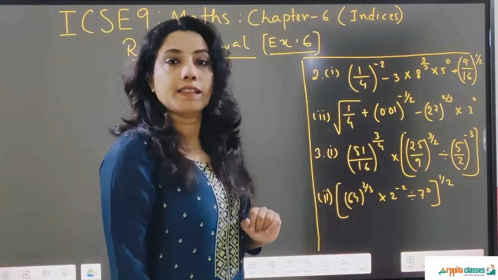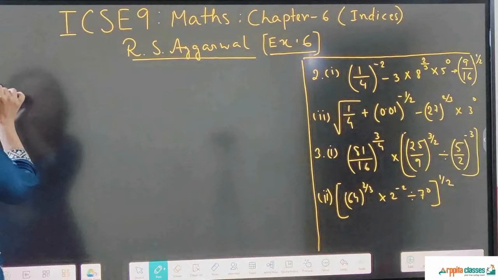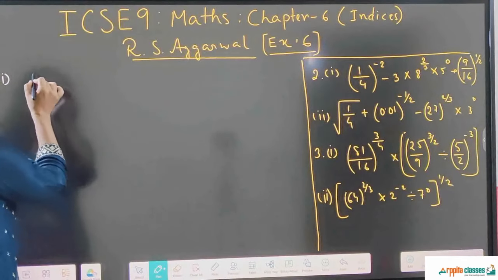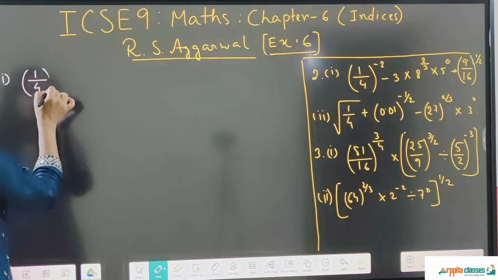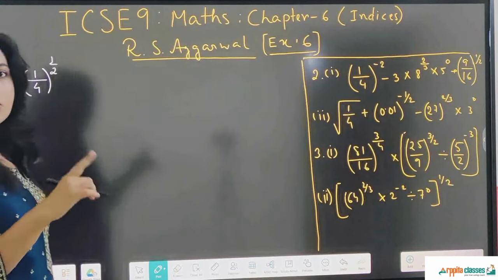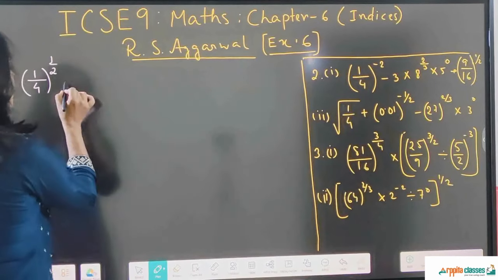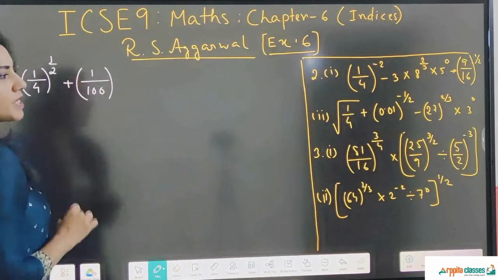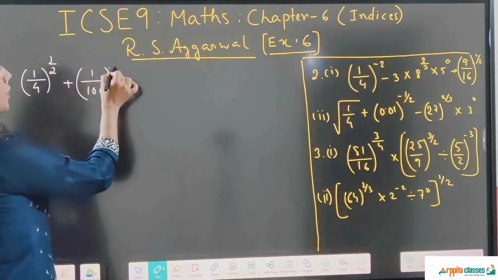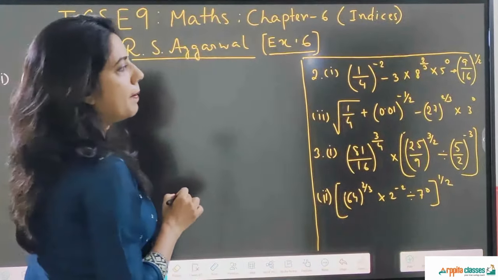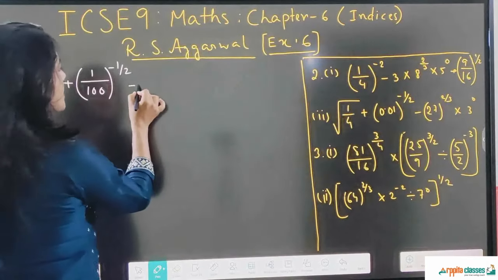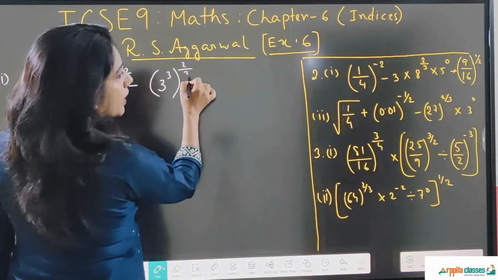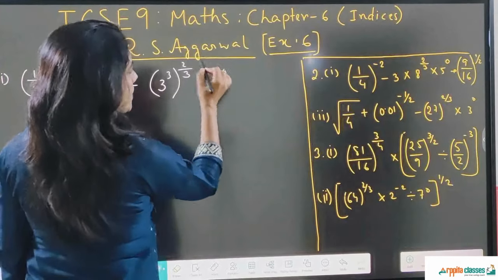So we start the second sub question of the second one. The second sub question is root of 1 by 4. This can be written as (1 by 4) to the power half. You know that root means it is whole to the power half. Plus 0.01, I will write it as 1 upon 100. I remove the point. 0.01 can be written as (1 upon 100) to the power minus half, it is given. Minus 27, which can be written as 3 cubed, and that whole to the power 2 by 3, into 3 to the power 0, which can be written as 1.